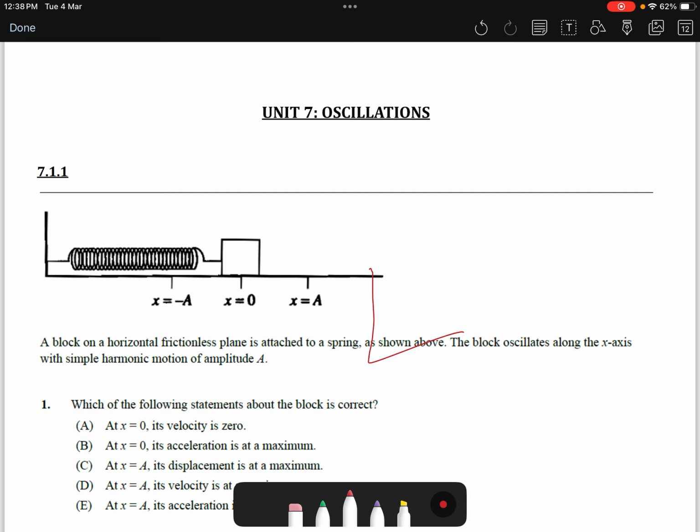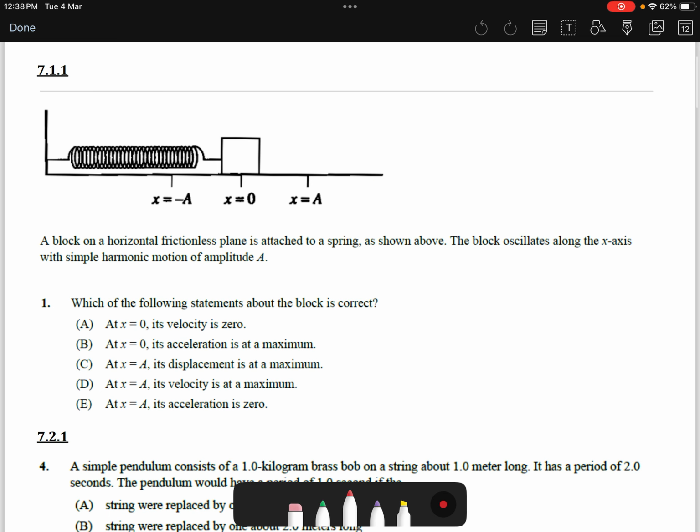Okay. A block on a horizontal frictionless plane is attached to a spring as shown above. The block oscillates along the x-axis with simple harmonic motion of amplitude A. Which of the following statements about the block is correct?